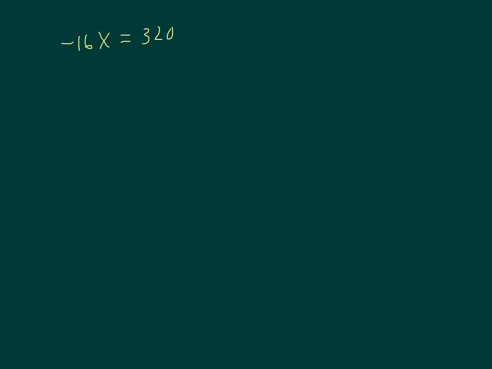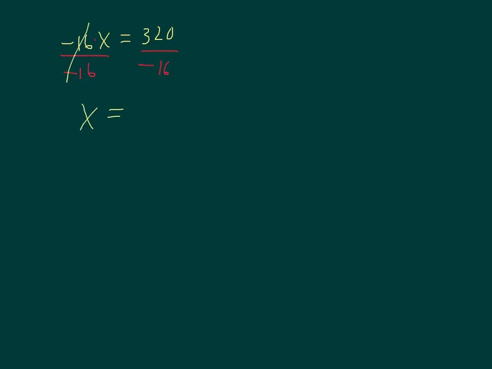You see negative 16x is equal to 320, and you grab for that calculator, but don't grab too quickly. First, what's the goal? The goal is to isolate x. 16 is attached to x by multiplication, so we're going to divide, right? And so what are we going to divide by? The number that I want to go away, negative 16, on both sides. And on the left side, negative 16 divided by negative 16 is a positive 1x, which is what I wanted.